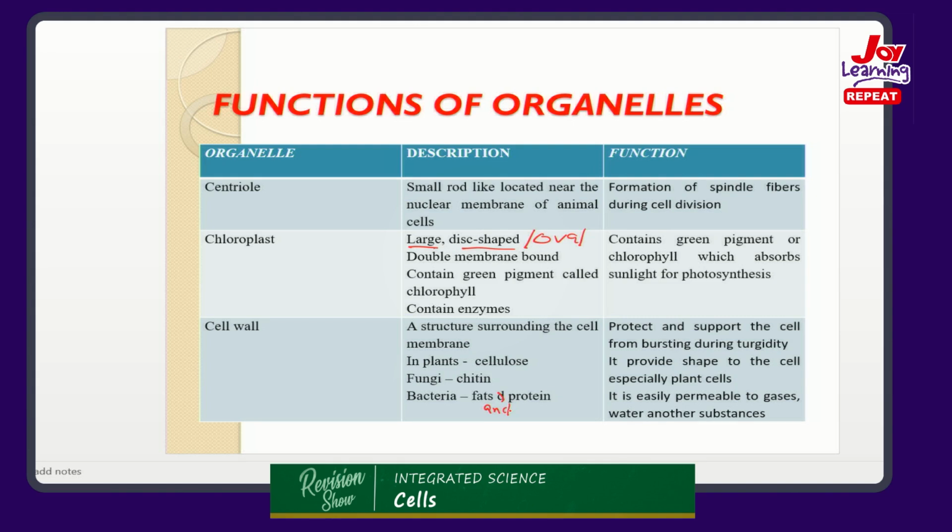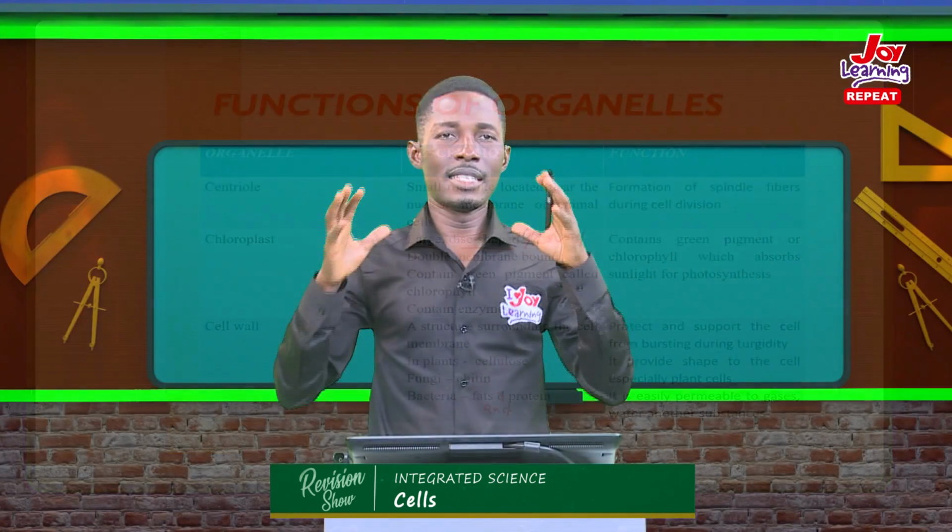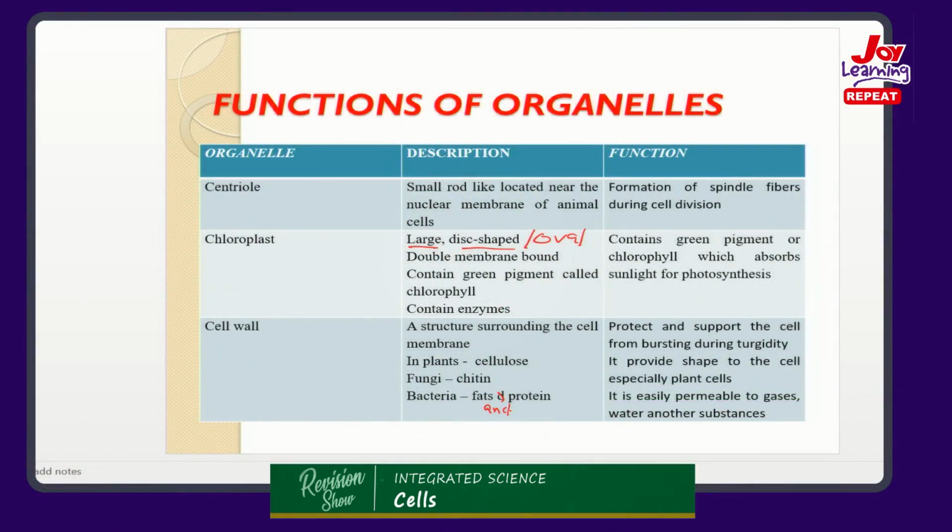The function of the cell wall is to protect the cell from any form of injury or whatever that will affect it from the outside. But from the inside, it will prevent the cell from bursting during turgidity. It also gives a specific shape to plant cells. Then in addition, it allows easy passage of substances. So we say it's easily permeable to gases, water, and other substances.